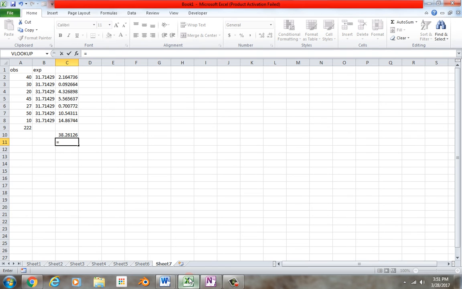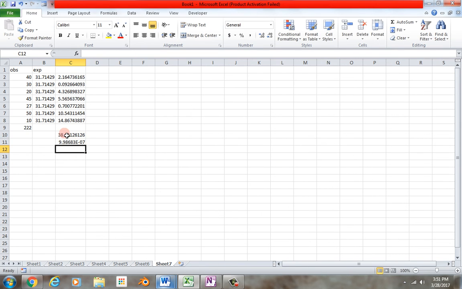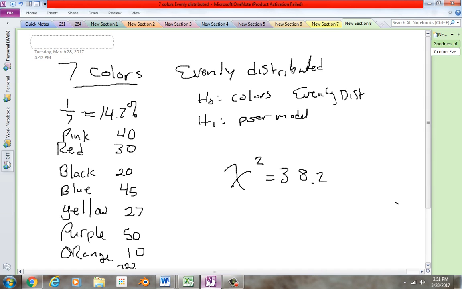So I'm going to do 1 minus, because it's always an upper tail, chi-square dist, like so, 38. Degrees of freedom: at 7 different colors, so 6 degrees of freedom, and then 1. 9.9 e minus 7. That's 0.0000009. Okay? That is way less than our alpha, which I didn't even mention. So, wow. We are rejecting H naught.